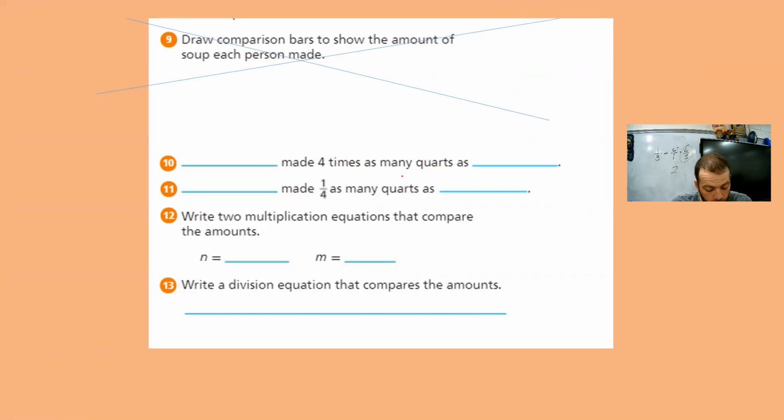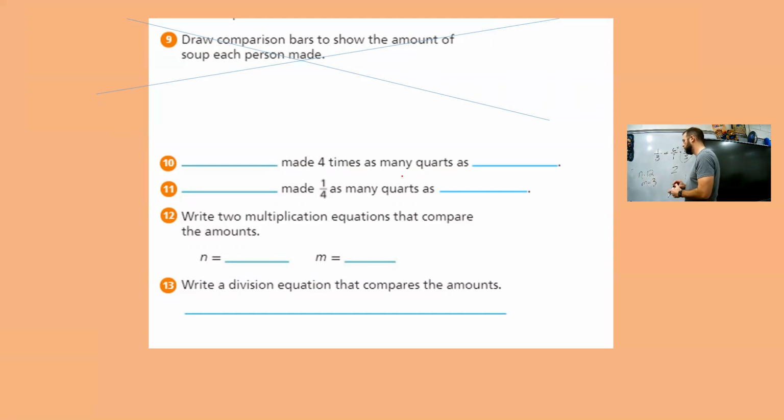So 3 times 4 is 12. So Manuel has less. Therefore, Natasha makes 4 times as many quarts as Manuel. Okay. So what we would want to do here somewhere is write that down. N stands for Natasha equals 12, and M stands for Manuel makes 3.